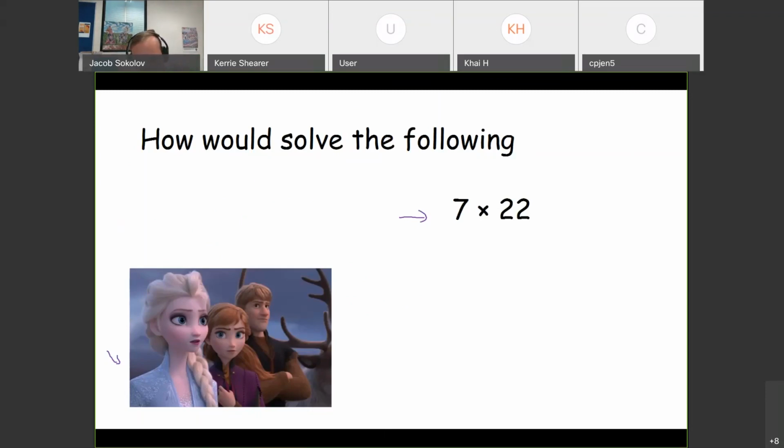But 7 times 22. So someone would do 7 by 22. Does anybody have... So AM would do 7 times 20. Oh, that's really cool. 140 plus 7 times 2. All right, I like that strategy. I'll put it down. So AM did 7 times 20 plus 2 times 7.